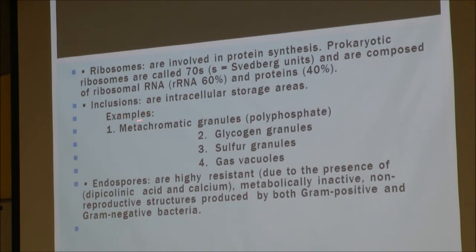Inclusion bodies. This is one of the questions, I think, on your pretest. Inclusion bodies are intracellular storage areas. Not only prokaryotes, but all living cells store something in the cell. What is this store right here? Fat. But other cells may store glycogen. Some bacteria even store this. Look at this right here. Gas. Why do you think they need gas?